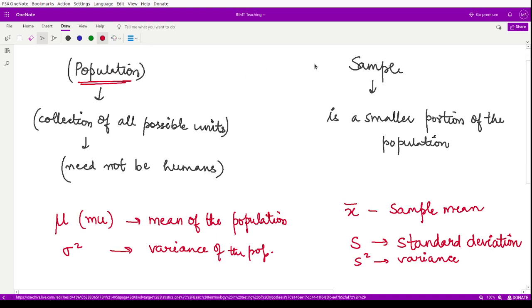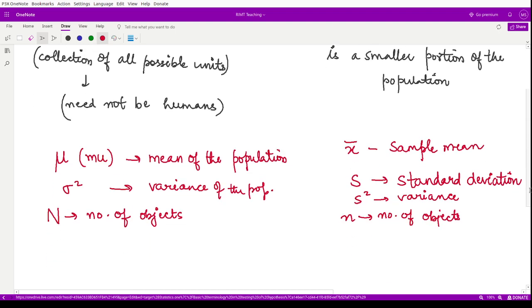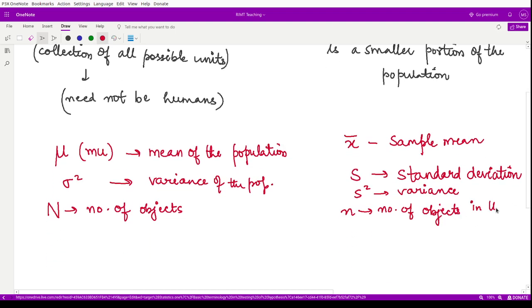After defining these parameters, for population we use capital N to represent the number of objects or members present in the population, and we use small n to represent the number of objects in the sample. Now this N could be finite or infinite, depending on whether the population consists of a finite number of elements or an infinite number of elements.